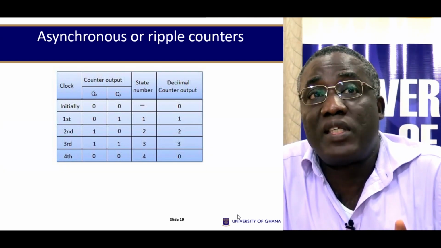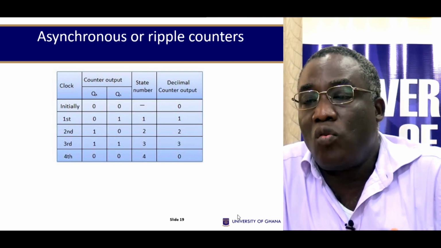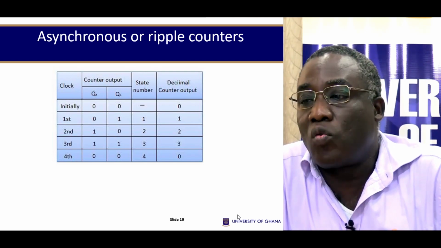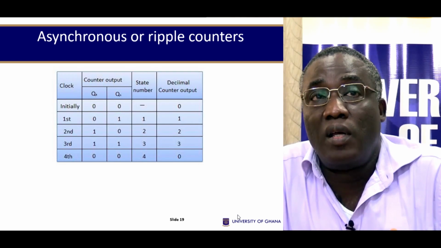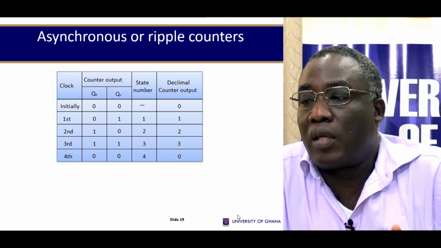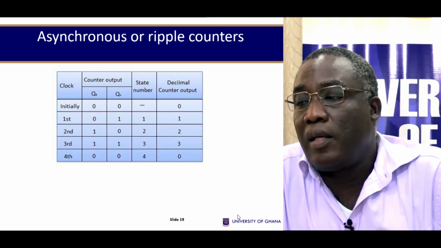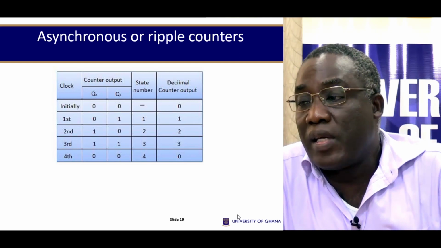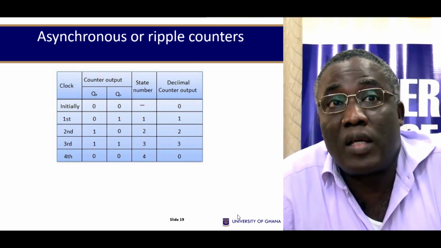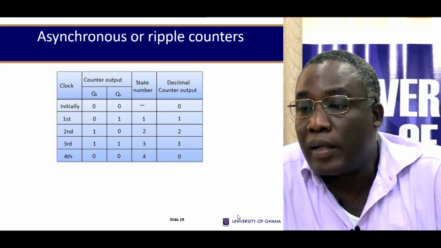So this is why you have this here, QB will now be 1. So QB, QA will be equal to now what? 1, 0 after the second clock. At the third clock, on arrival of the third clock, FA will toggle back to 1, and QA becomes 1. So that's why you then have QB, QA, both of them being 1.